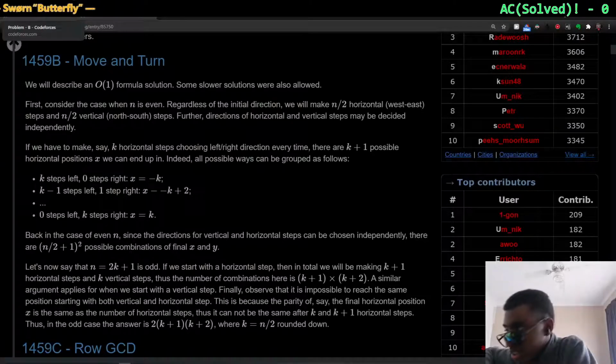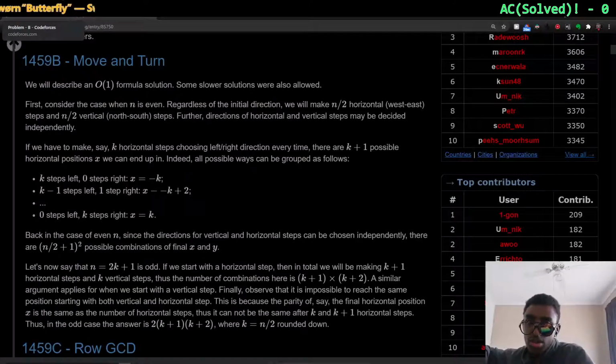Okay, makes sense for 2. For 4, then k would be 2. And there would be 3 possible positions we could end up in. Why would it be 3? Oh, because we couldn't only have a change of 1. So we would have to have a change of 2, or no change at all. So okay, that makes sense.